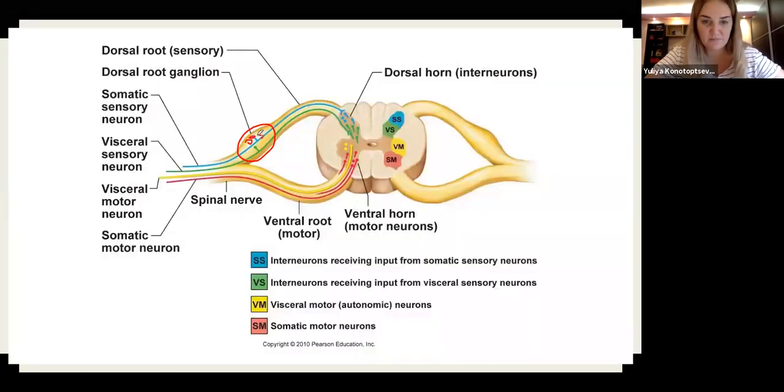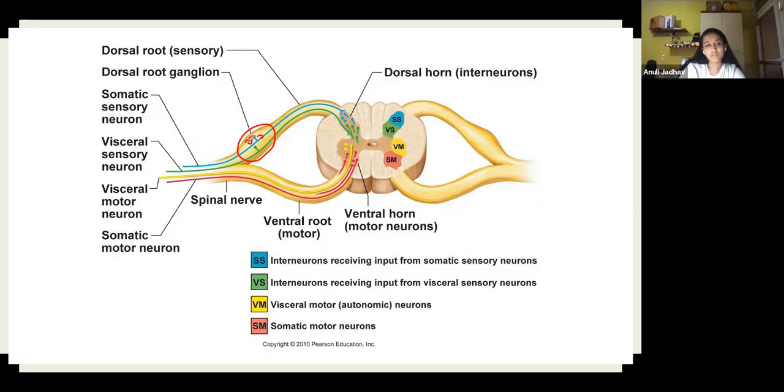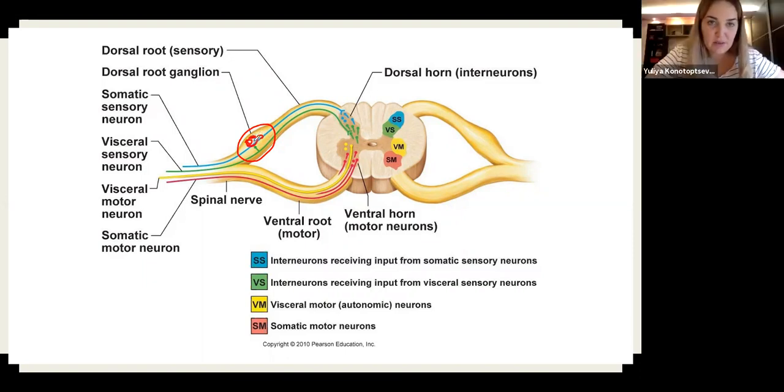Somato and viscerosensory. Which kind of neurons are they? Pseudo-unipolar. Very good. They're pseudo-unipolar. So the cell body is here. A little bit of axon is also going to be here. But the rest of the axon is in the periphery, right? It is in the dorsal root and it is in the spinal nerve. That's where the rest of the axon is. So a question, is there a synapse in the dorsal root ganglion? No.